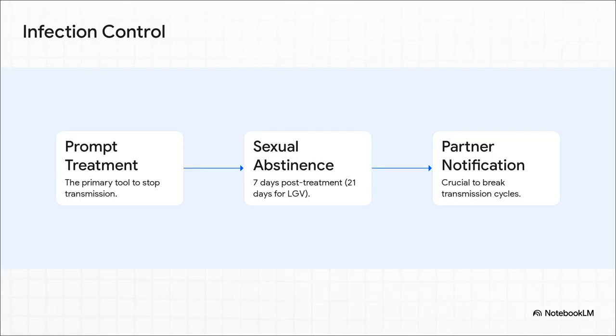So the public health strategy really boils down to 3 core pillars. It's a simple but powerful playbook. 1, treat the patient and treat them fast. That's your #1 tool to stop transmission. 2, abstinence post-treatment. That's 7 days for a standard infection, but remember, a full 21 days for LGV. And 3, which is maybe the most crucial part, partner notification. You have to find and treat partners to break the cycle and stop the patient from just getting reinfected.